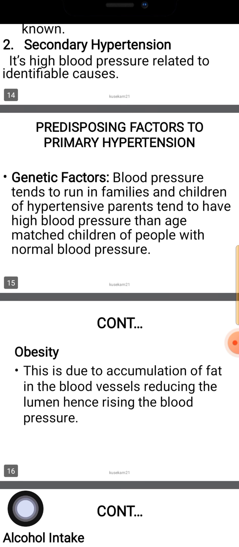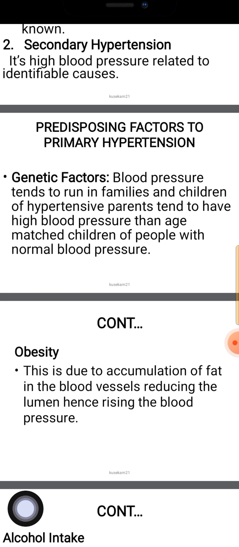Then we do have secondary hypertension. When you say secondary, it means there was something before it happens, or there was something that made that thing happen. So in secondary hypertension, it means there were things that contributed to it. For example, on this one, there are causes, and those causes make someone have hypertension. So it's high blood pressure related to identifiable causes.